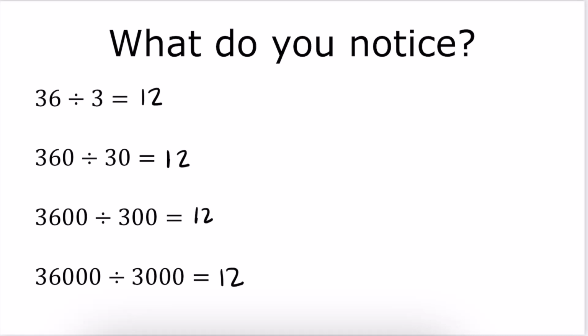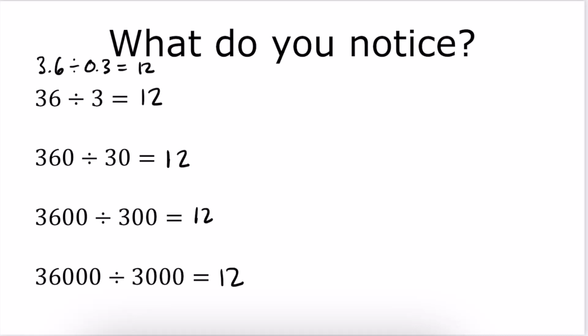And once they've done that, you can bring back the decimal problem and you can say, earlier we found out that 3.6 divided by 0.3 also equals 12. And what patterns do we notice? And why are all of these answers the same?